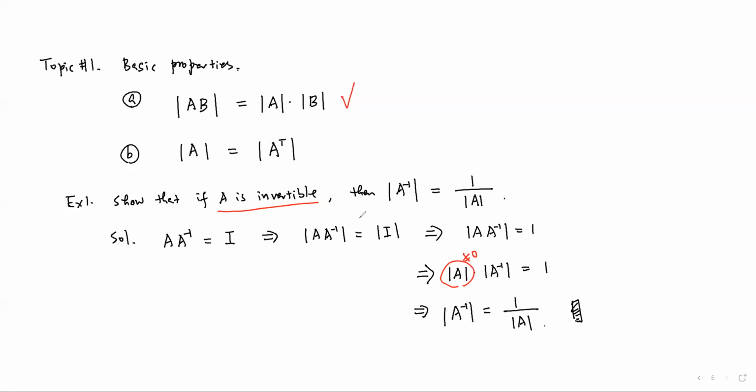If A is invertible, then the determinant of A inverse is 1 over the determinant of A. This is example 1. Now, second example. Example 2.